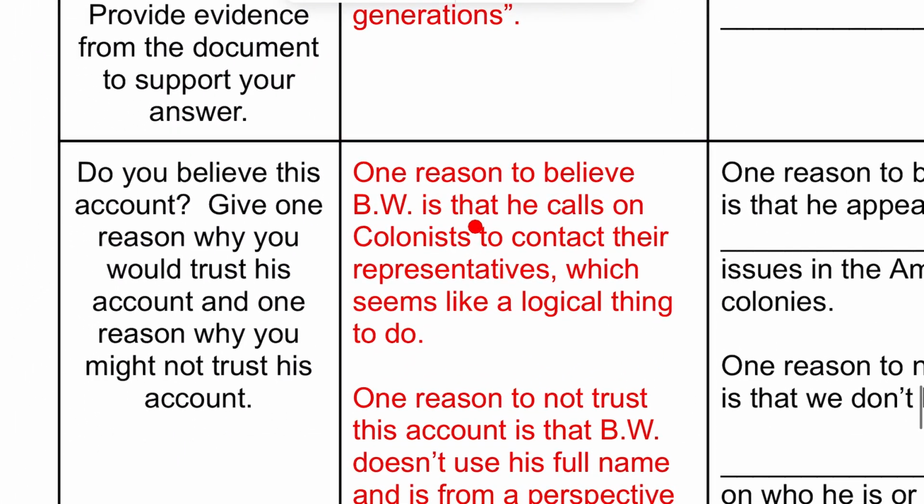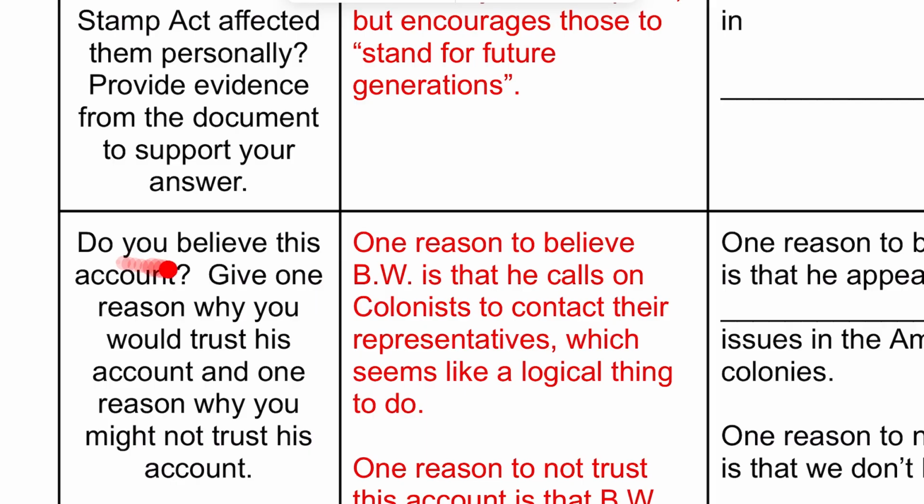And then just overall, I'm going to ask two things, but do you believe this account? Give one reason why you would trust his or her account, one reason why you might not trust his or her account. So one reason to believe BW, I think, is that he or she calls the colonists to contact their representatives, and that seems like a logical thing to do.